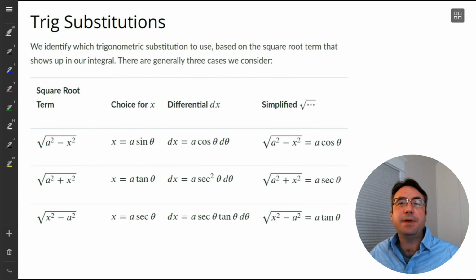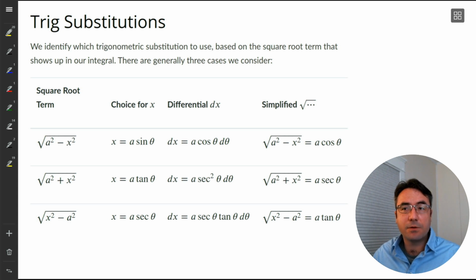And there's primarily going to be three trig substitutions that we do. And they all come down to the square root term that's in our integral. So let's read through this table here and see how things are going to be set up. We're going to be primarily looking at these three cases of square root functions. So we have the square root of some constant minus x squared. We have the square root of some constant plus x squared. Or we have the square root of x squared minus some number.